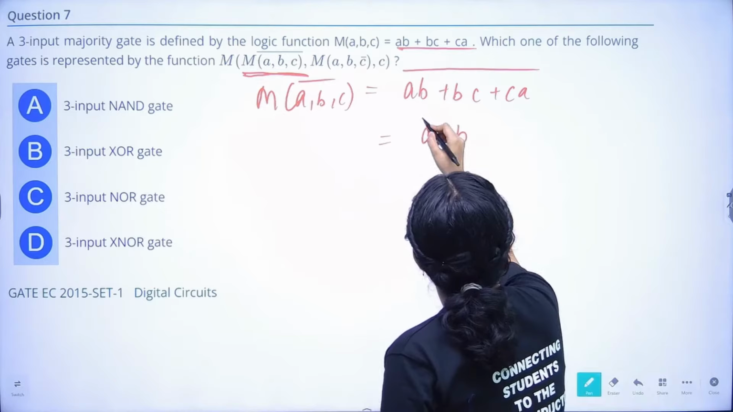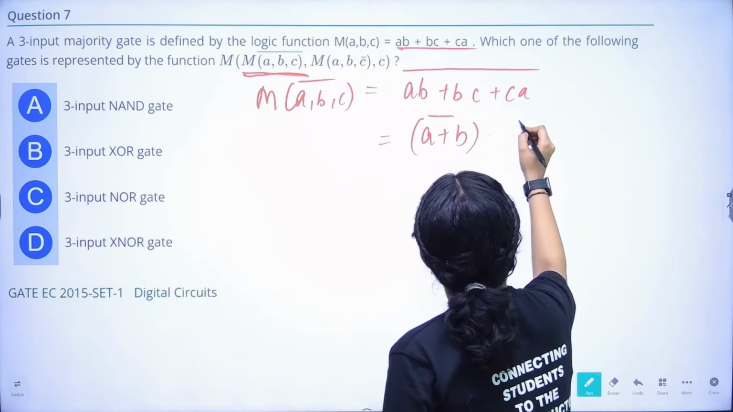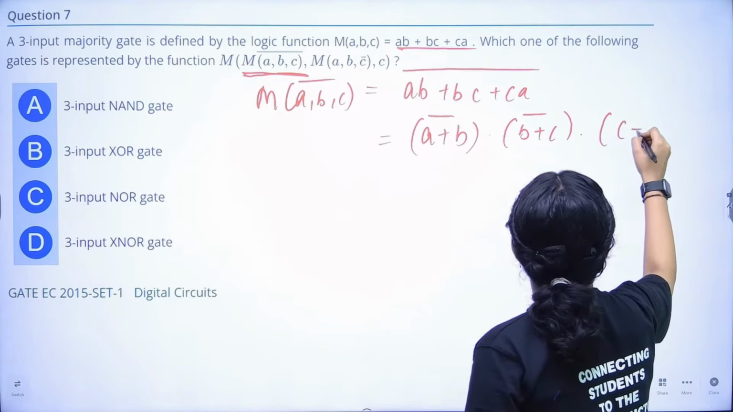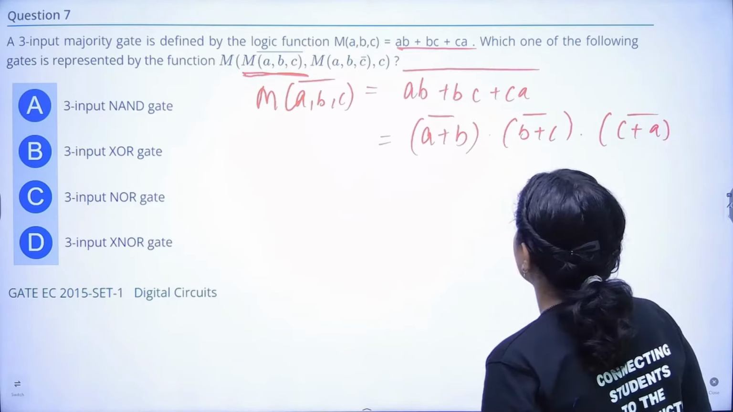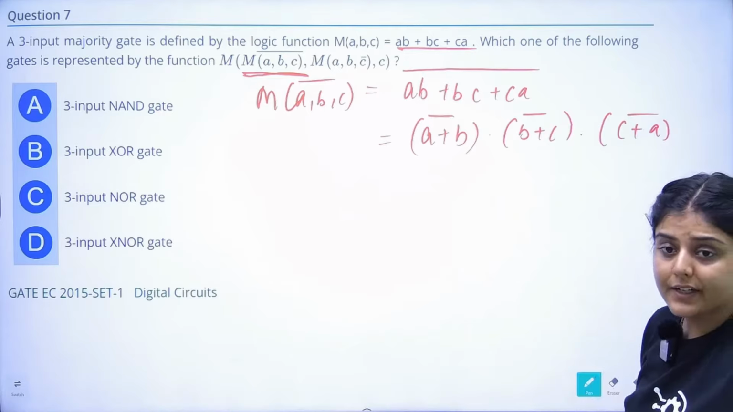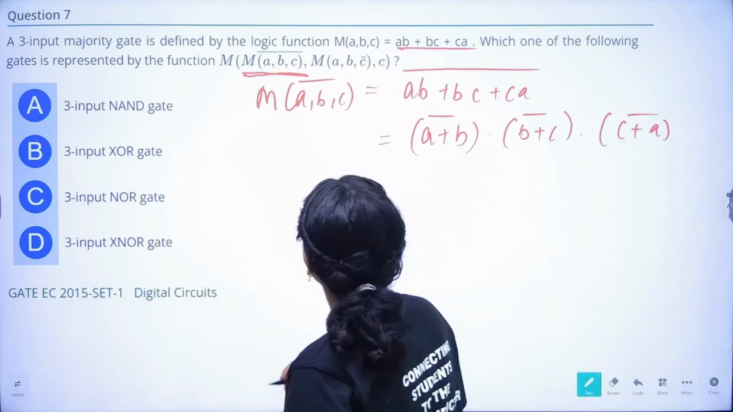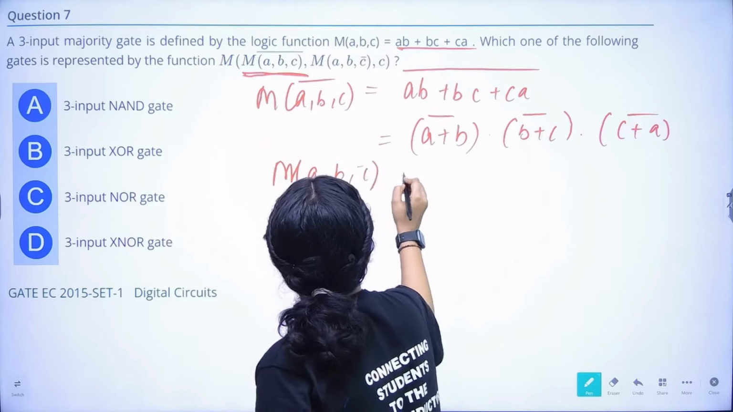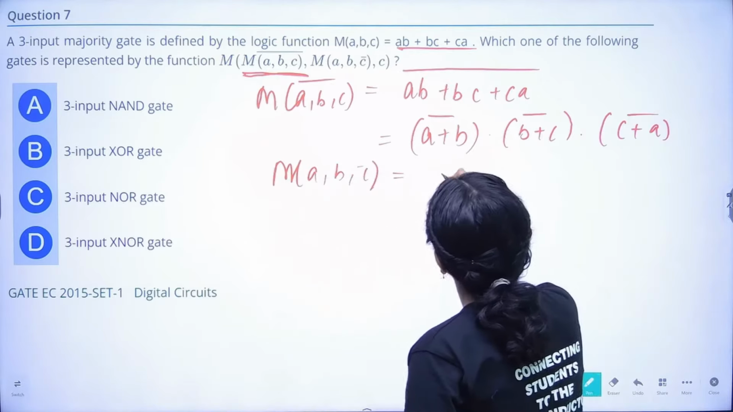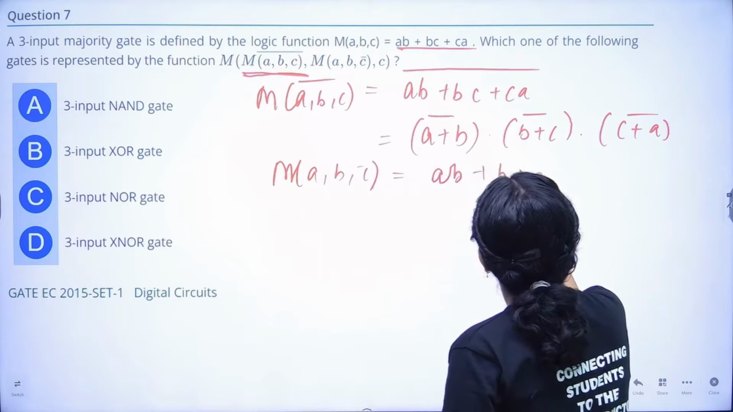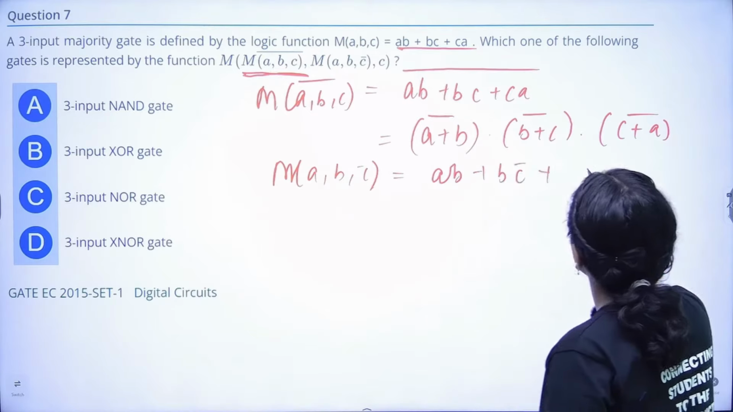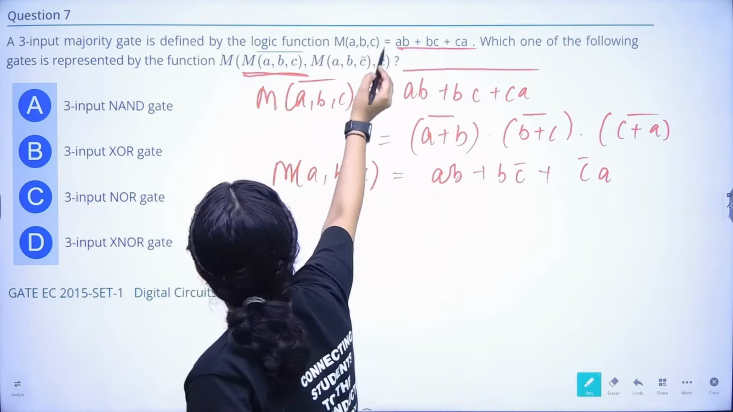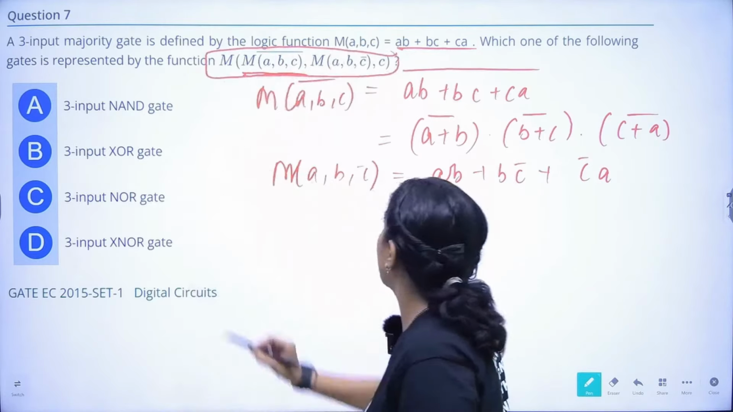A plus B dot B plus C dot C plus A. This is how we can write it, right? Now, they are saying M A B C bar. So how can we write it? This will be AB plus BC bar plus C bar A. Now they are asking you to find out this whole expression, open it.